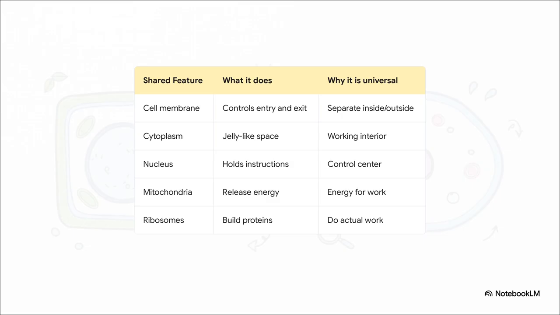Every cell needs a cell membrane to actively separate the inside from the outside. They all need cytoplasm, that jelly-like space that provides a working interior for the chemistry of life. They need a nucleus holding incredibly complex genetic instructions to act as the ultimate control center. And of course, they rely on mitochondria, the tiny power plants releasing usable energy so the cell can actually do work, and ribosomes, which are busy building the proteins that do the cell's heavy lifting. This, right here, is the absolute minimum kit required for a living cell to function.